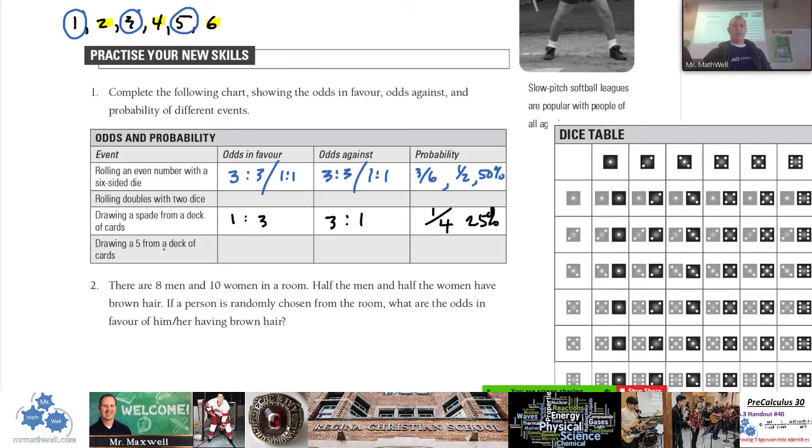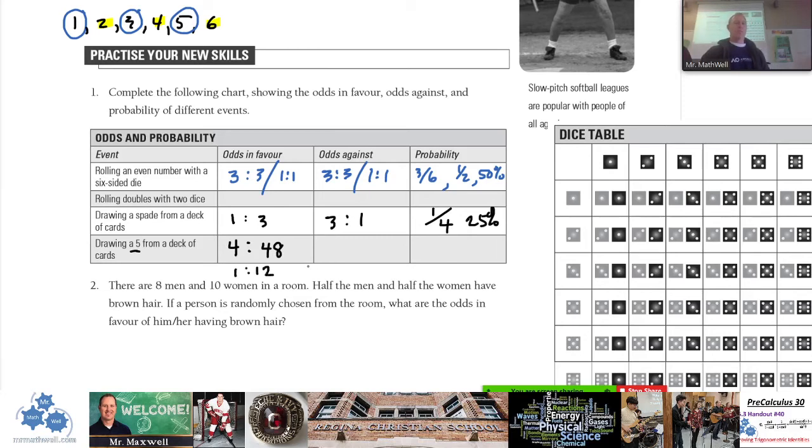Okay, what about this one? Drawing a 5. So a number 5 can be from any suit. How many 5s are there in a deck of cards? 4. There are 4. Okay. So if we're talking about odds in favor, there are 52 cards in total. If you take 4 of them out, how many are left that are not 5s? 48. 48 is correct. And simplified would be 1 to 12.